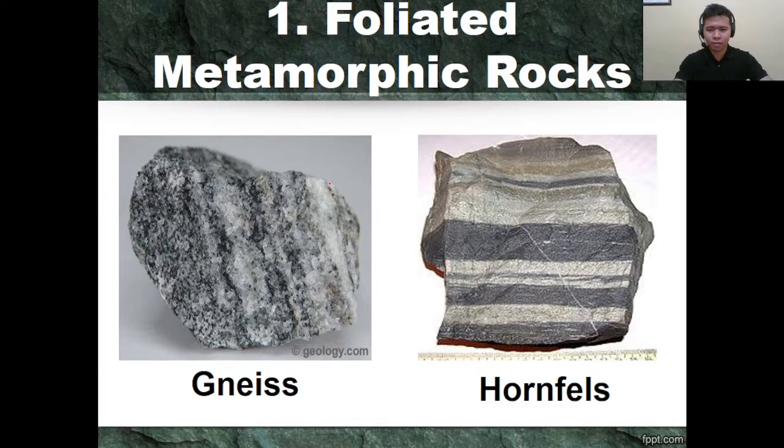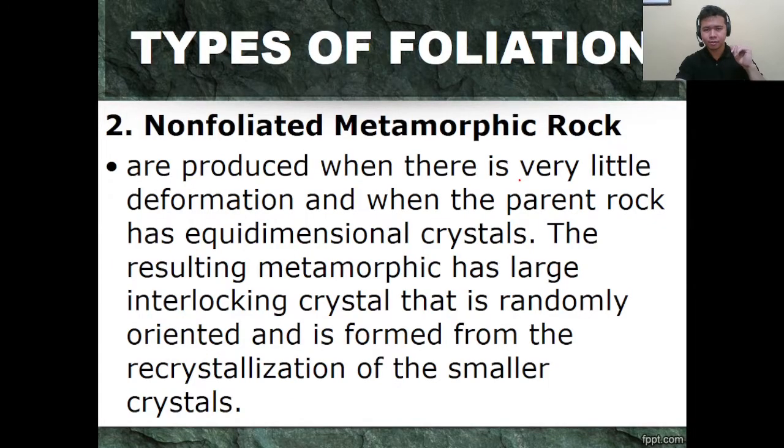As you have noticed here, there are layers of minerals forming gneiss. We also have hornfels. They tend to develop striations or bandings. We call them foliated because of the foliation found within them. Okay, so this is a type of metamorphic rock, and we also have the non-foliated metamorphic rock.